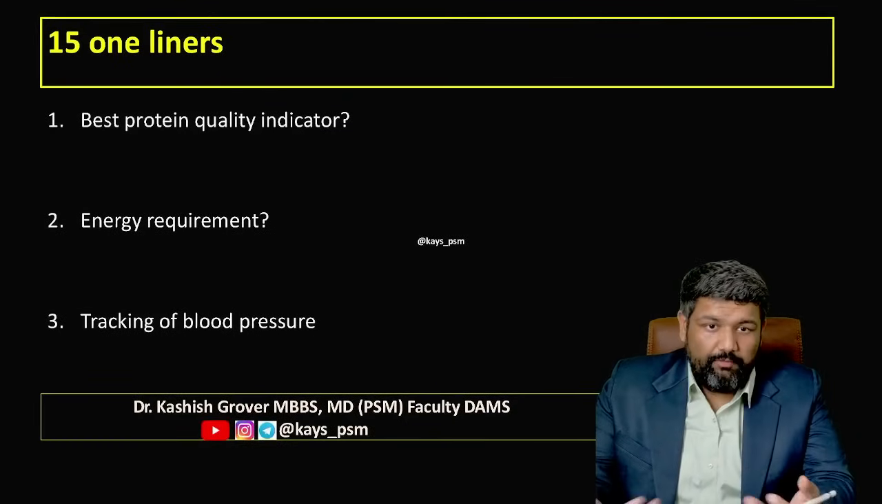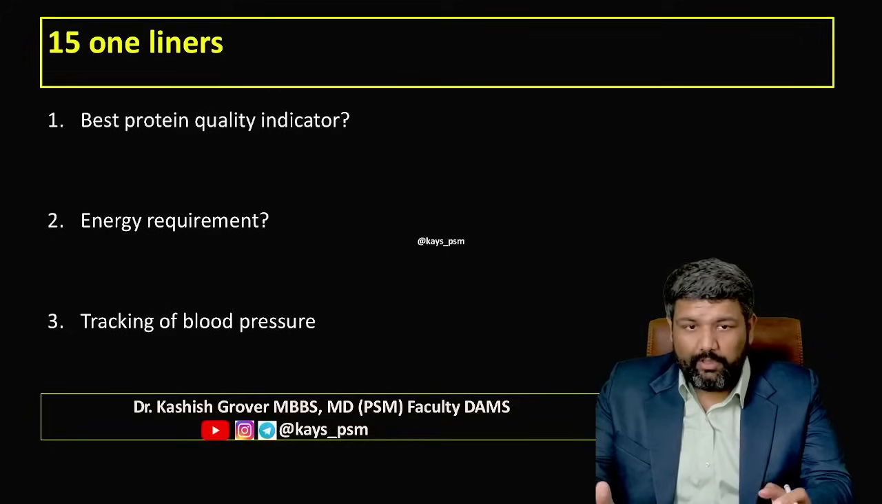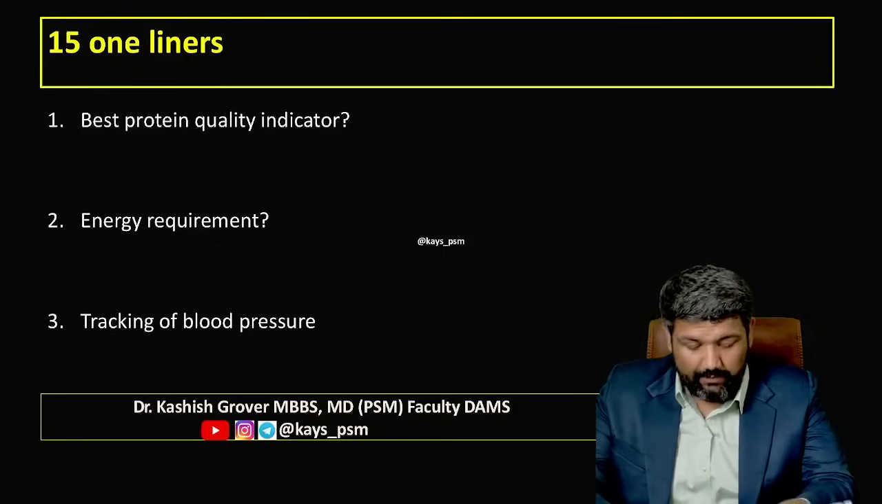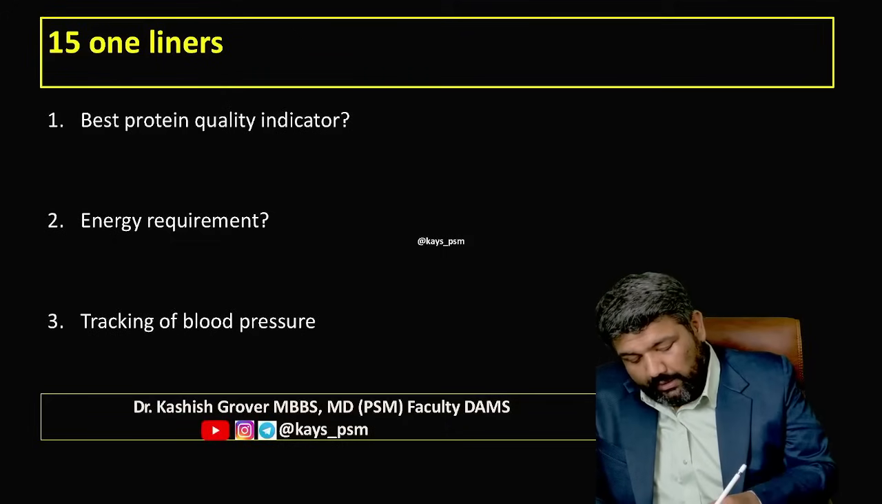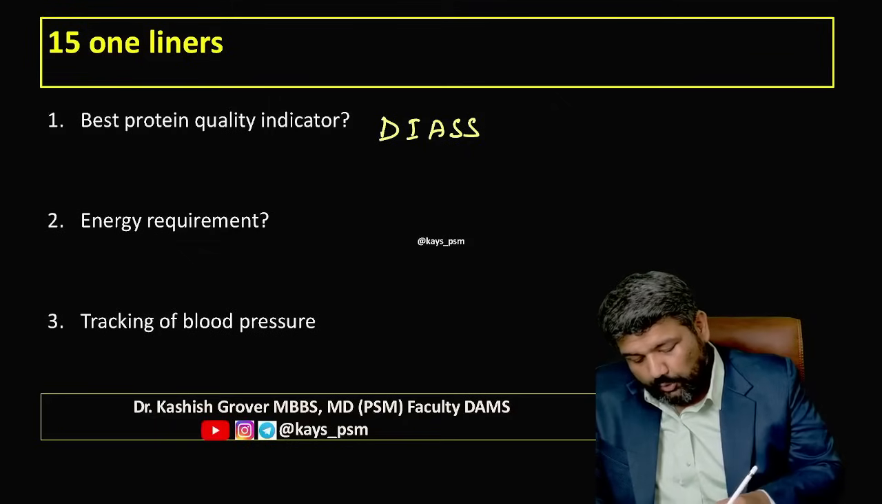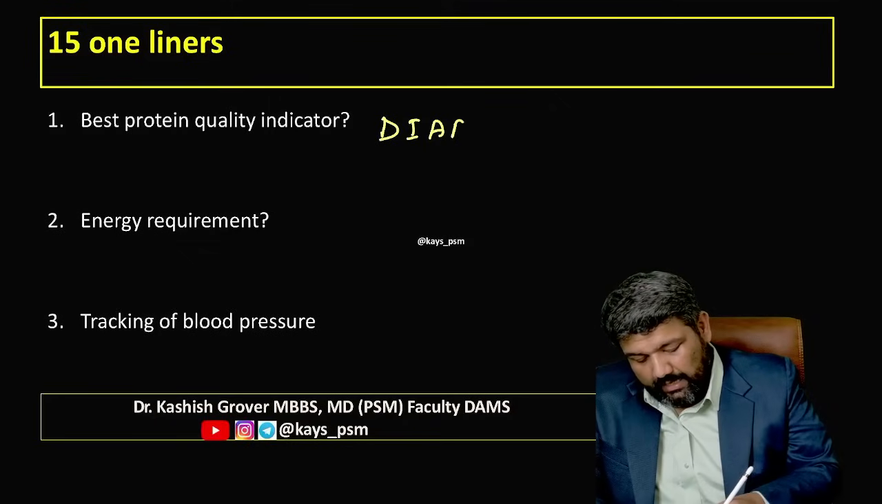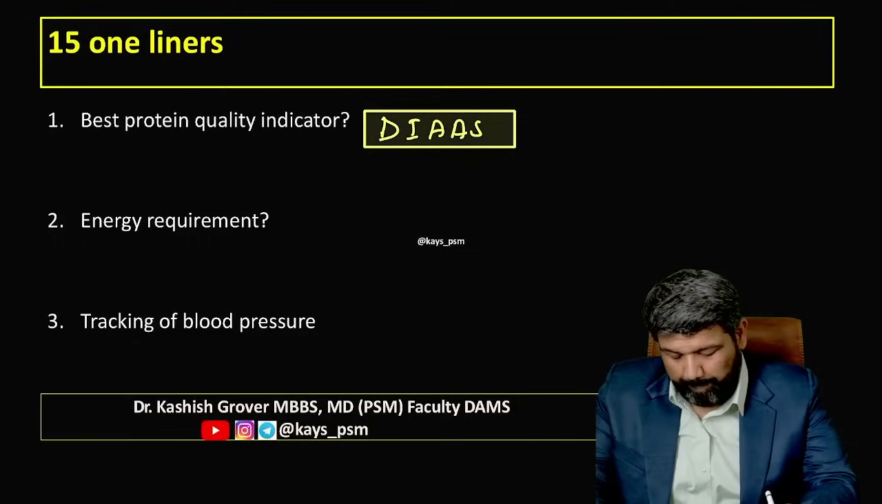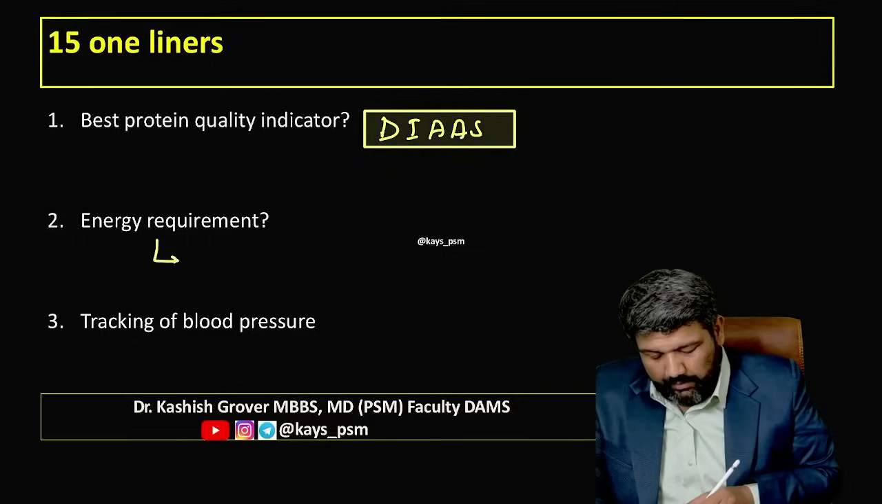It is time to revise 15 very important one-liners. Best protein quality indicator. Guys, the best protein quality indicator is DIAAS, right? Digestibility indispensable amino acid score. DIAAS.